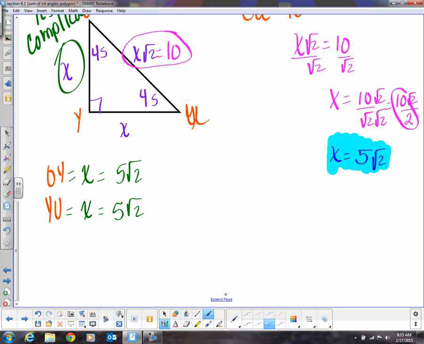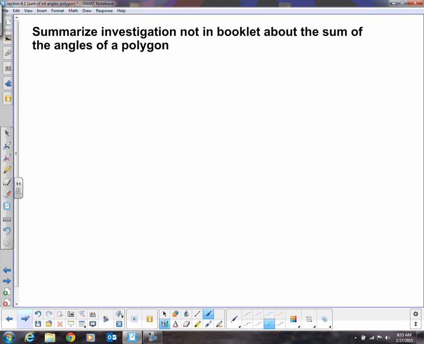All right, your review worksheet is online. It is a worksheet. It's not out of the book. That is your homework. You have a review assignment tonight. So now what we're going to do is these are 6-1 notes, and we're going to summarize the investigation. It says not in the booklet. Well, it is in the booklet.